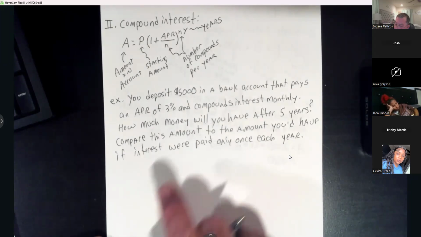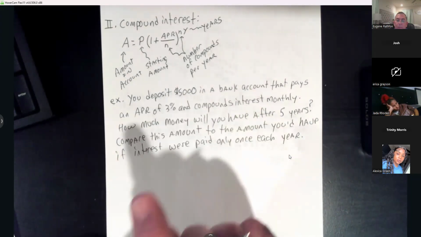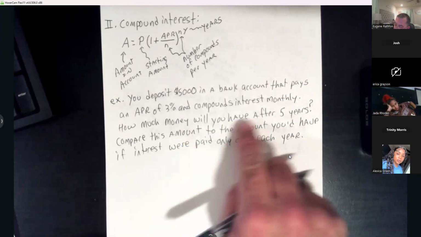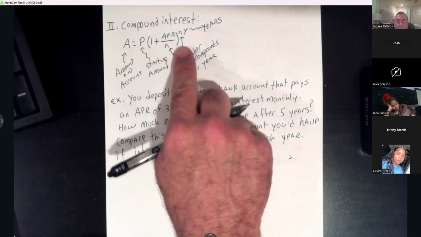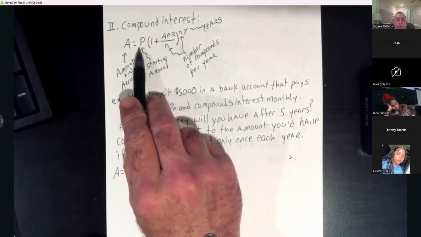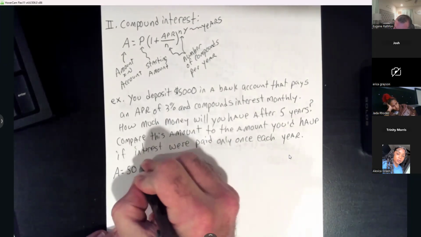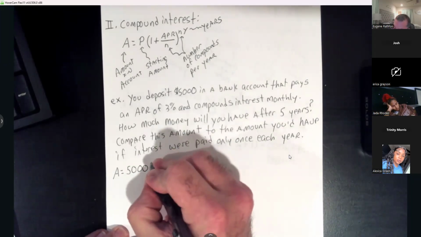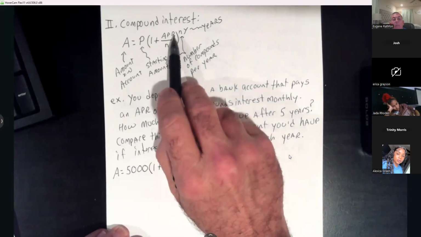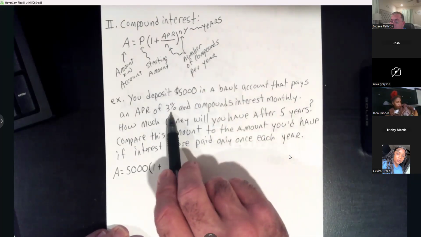Alrighty. So first let's play with the monthly compounding, then we'll play with the once a year. So let me start out with our formula here. A equals our principal or starting amount, which is 5,000. Then we have our parentheses, 1 plus. All right, remember my APR has to be in decimal form since they gave me percent.